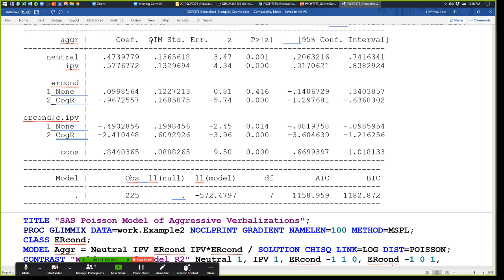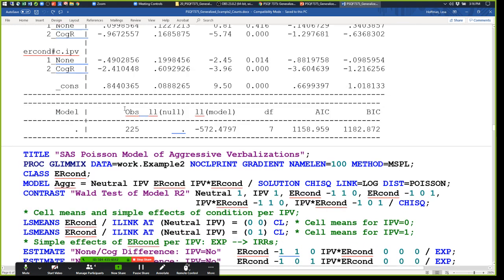So these are just the regular flavor standard errors. You can ask for other kinds, like robust or cluster corrected, and we'll talk a little bit more about that later, but it's helping label those. Coefficient means that you are in the linked metric. So these are log count coefficients. So the intercept for this model is the predicted log count when all the predictors are zero. And then we have the conditional main effect of neutral, but then the conditional simple effects of all of these other things.